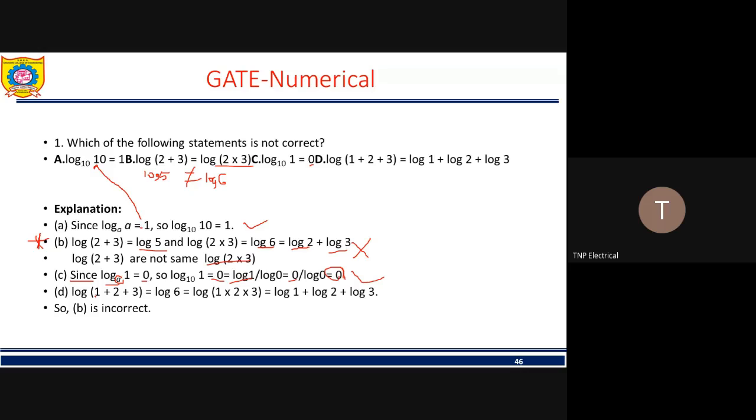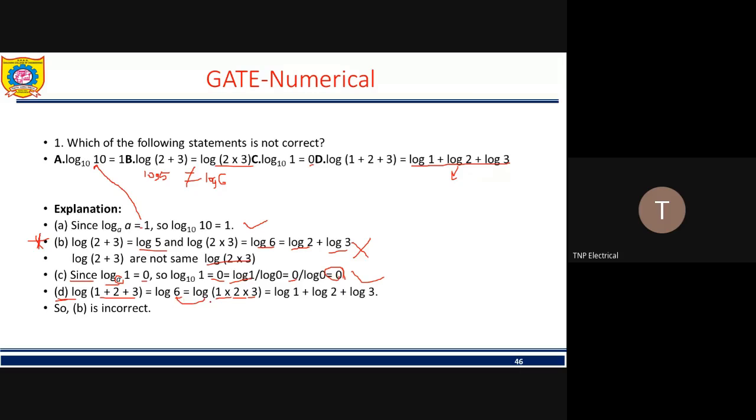Okay. Next, let's talk about this one. Log of (1 plus 2 plus 3) is equal to log 1 plus log 2 plus log 3. So how is it? See, log of 1 plus 2 plus 3, if you add it, we get log 6. And this log 6, basically, you can write as 1 into 2 into 3.